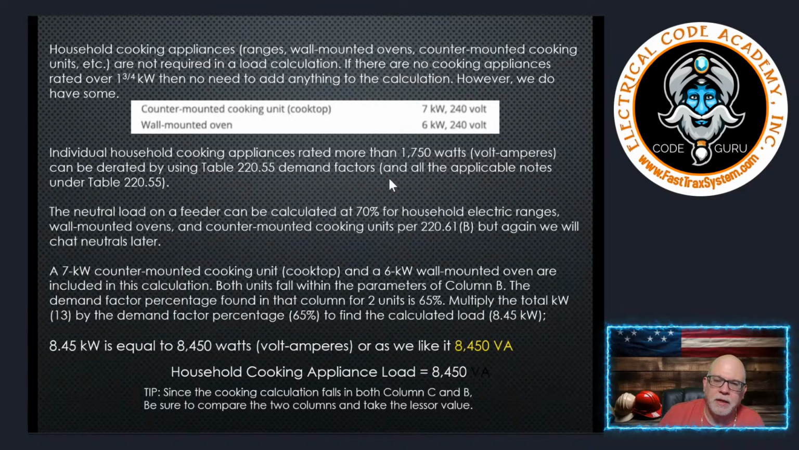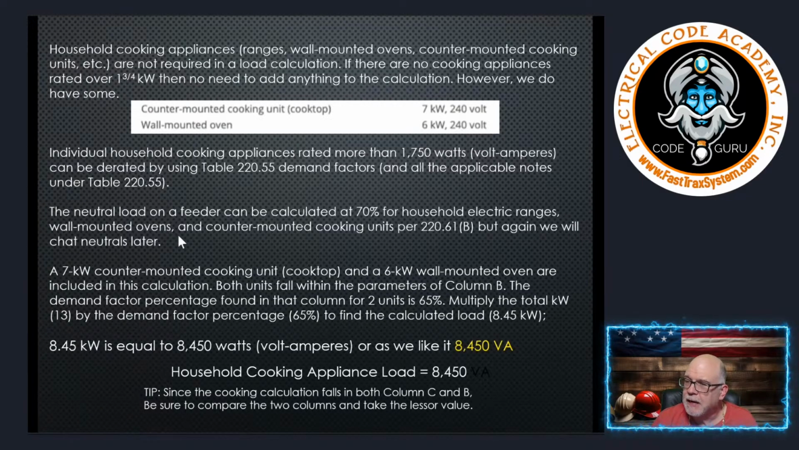So if your individual appliance is rated more than 1¾ or 1,750 VA or watts, you can apply the demand factors and you get to utilize Table 220.55, right? Now, I'll remind you that once we do this, the neutral load also is the same as we just did for the dryer, 70%. So it makes it easy to do the neutral. That's why I like to do it as we go.